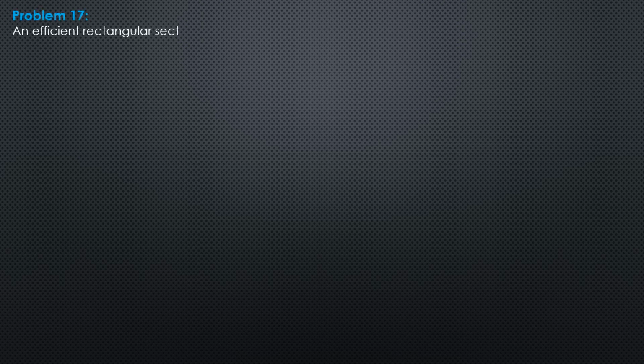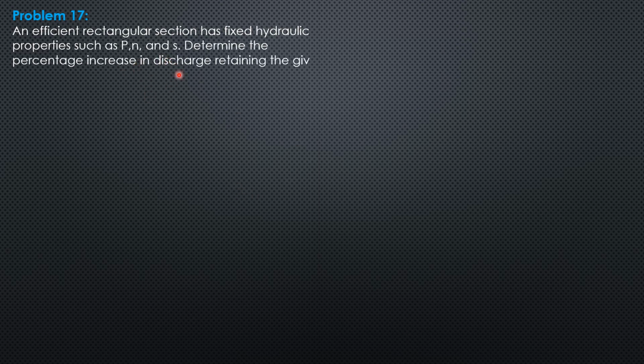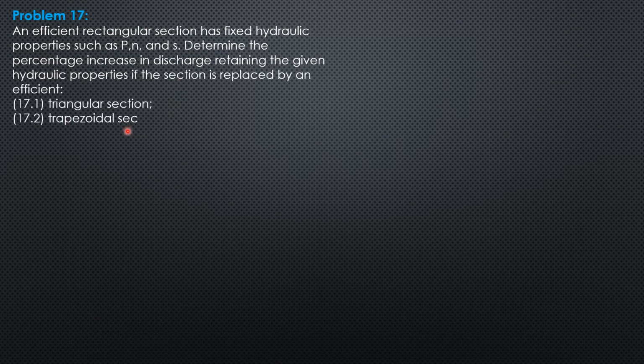Next, an efficient rectangular section has fixed hydraulic properties such as the perimeter, roughness factor, and the slope. Determine the percentage increase in discharge retaining the given hydraulic properties if the section is replaced by an efficient triangular section, trapezoidal section, the most efficient of all sections. So this time it is the perimeter that is fixed and common to all these efficient sections.